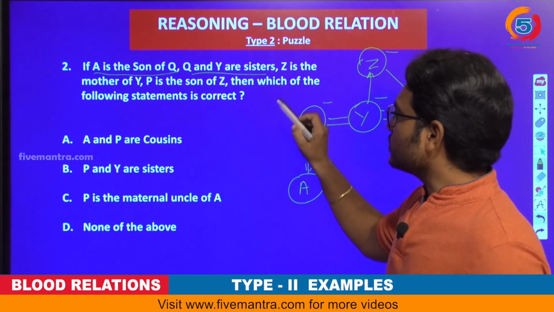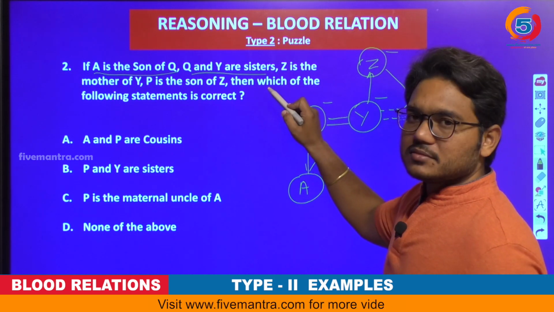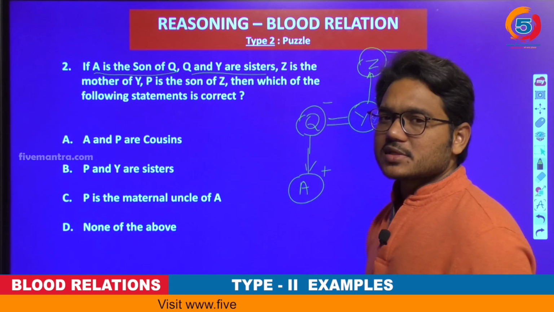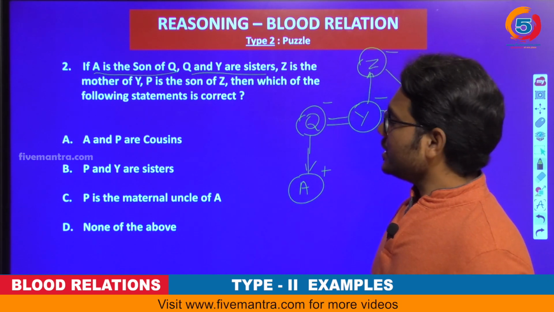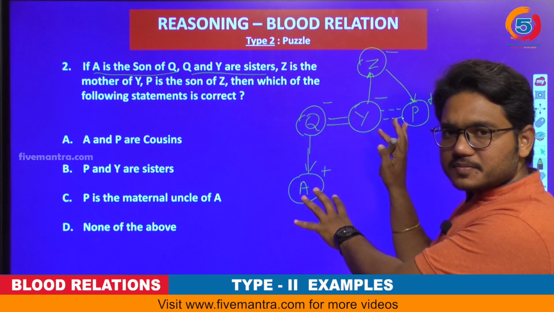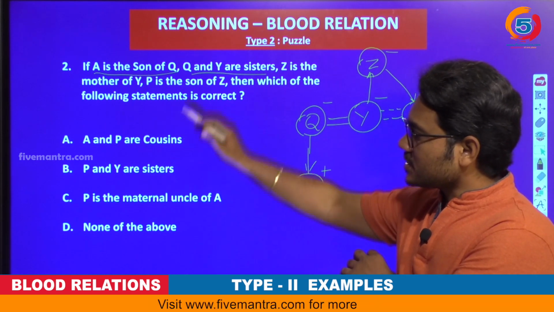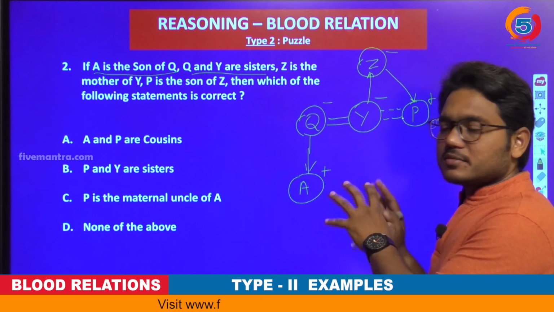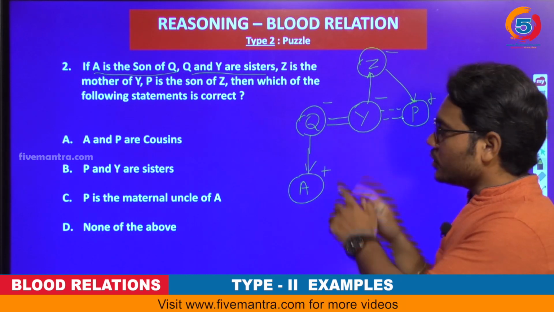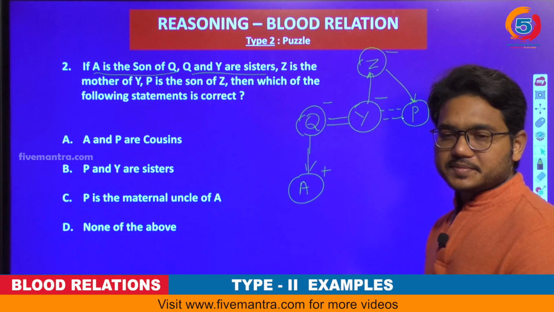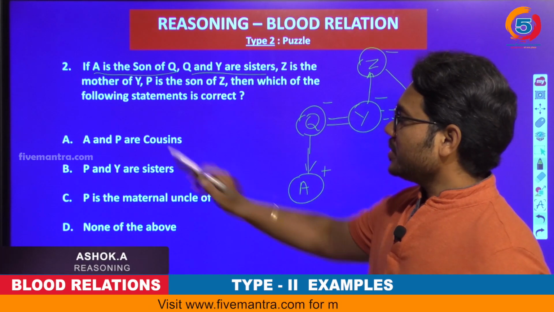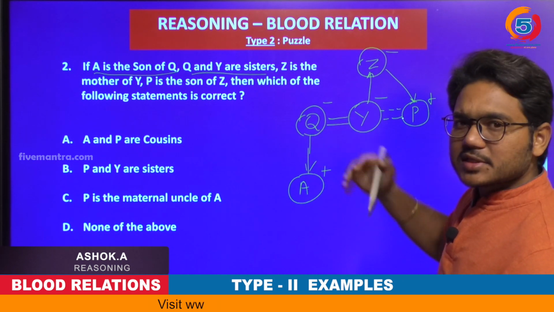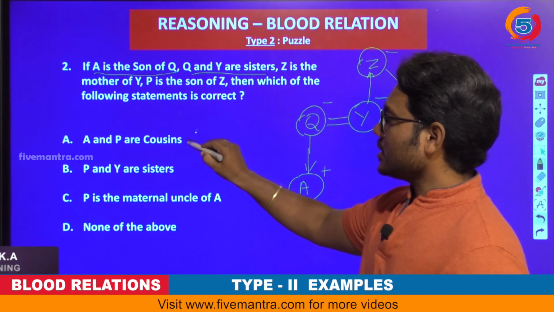So what is the question you need to trace out? You need to find the answer for this: which of the following statements is correct. Just identify, this is the relationship tree now. Identify which of these options is true according to this relationship tree. What are they? A and P are cousins. Are they? No, there is a generation gap here. This is not the option.